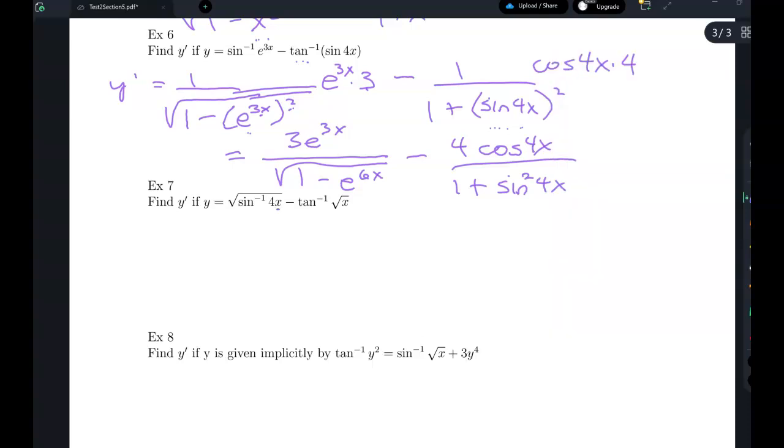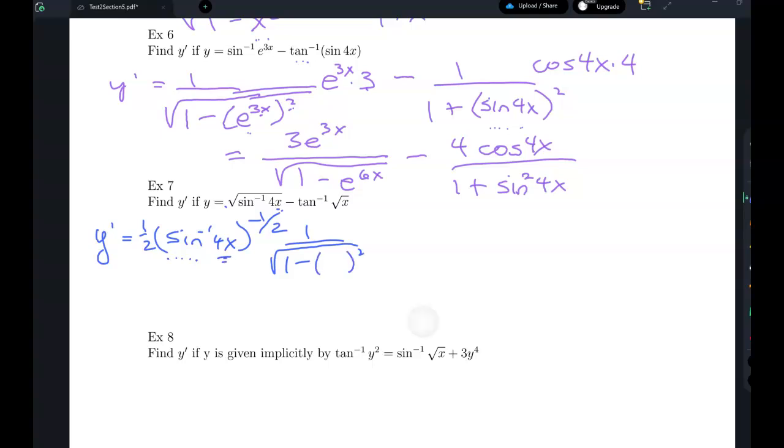So this radical turns into a 1/2. If I'm going to start to take the derivative, I bring the 1/2 down, and I get the negative 1/2. Carry the inside function along. Now I'm ready to take the derivative of the arcsine, which is 1 over the square root of 1 minus stuff squared, and that would be the 4x. Now I multiply by the derivative of the 4x, which is 4.